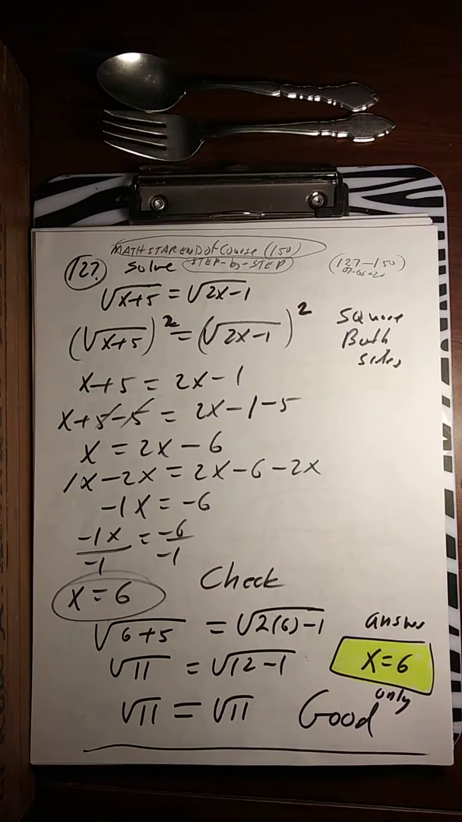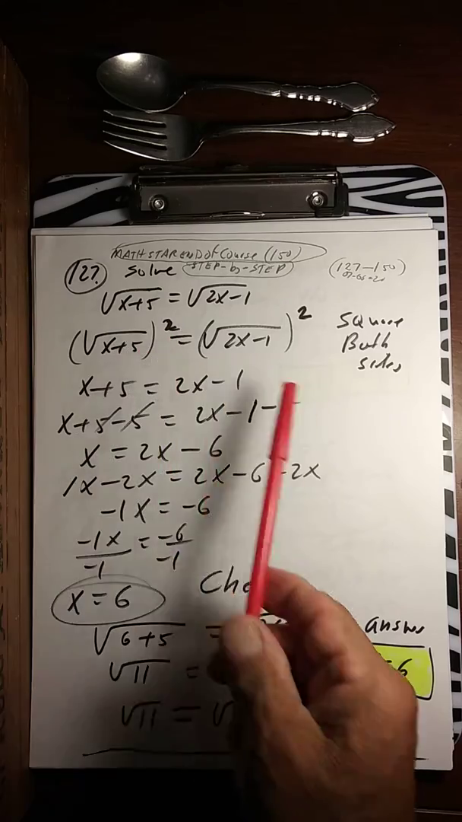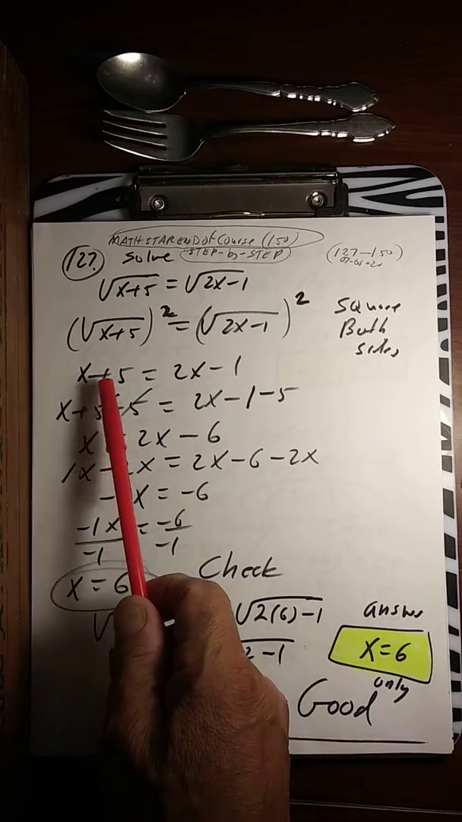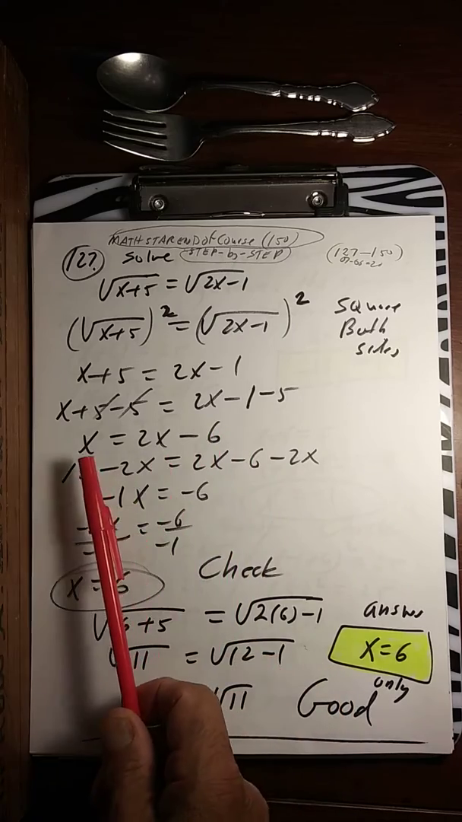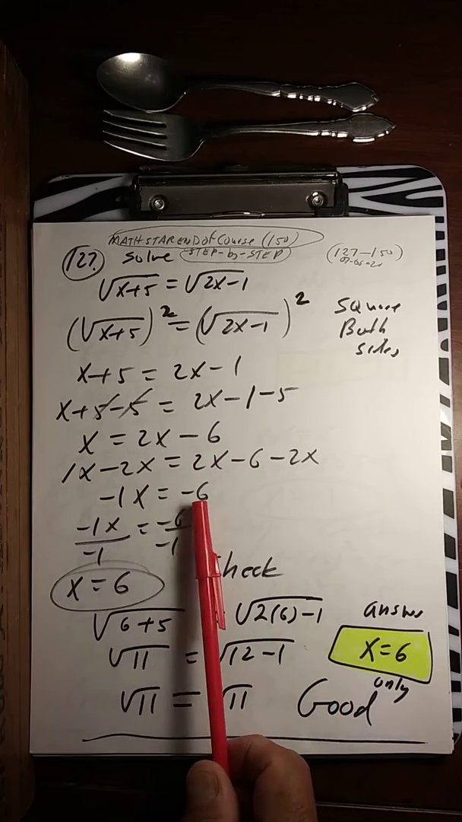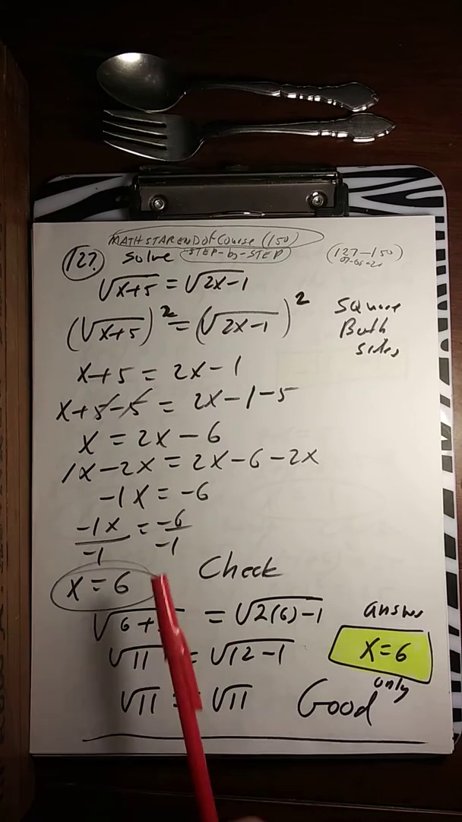Okay, so step number 1, square both sides. So we have x plus 5 equals this, minus 5 minus 5, square minus 6, so then minus 2x, so negative 1x equals that. Divide by negative 1, x equals 6. Try it in there, see if it works.